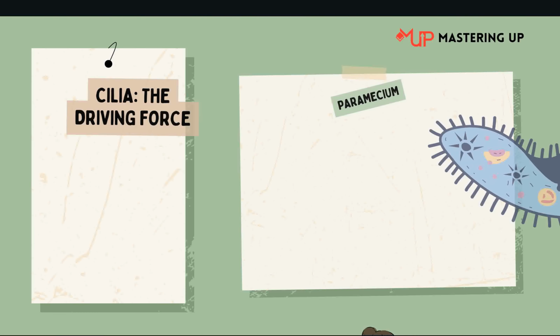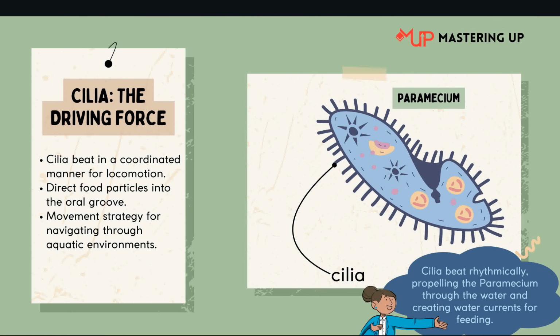Now let's see the features one by one. First, the cilia. Cilia, the driving force. Cilia beat in a coordinated manner for locomotion. It directs food particles into the oral groove, and the movement strategy for navigating through aquatic environments is also provided by cilia. Cilia beat rhythmically, propelling the paramecium through the water and creating water currents for feeding. Now, this is the feature of cilia.